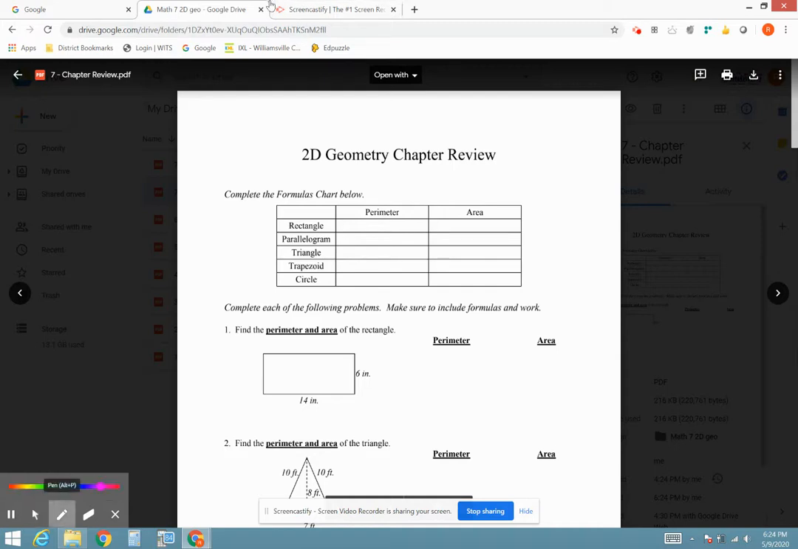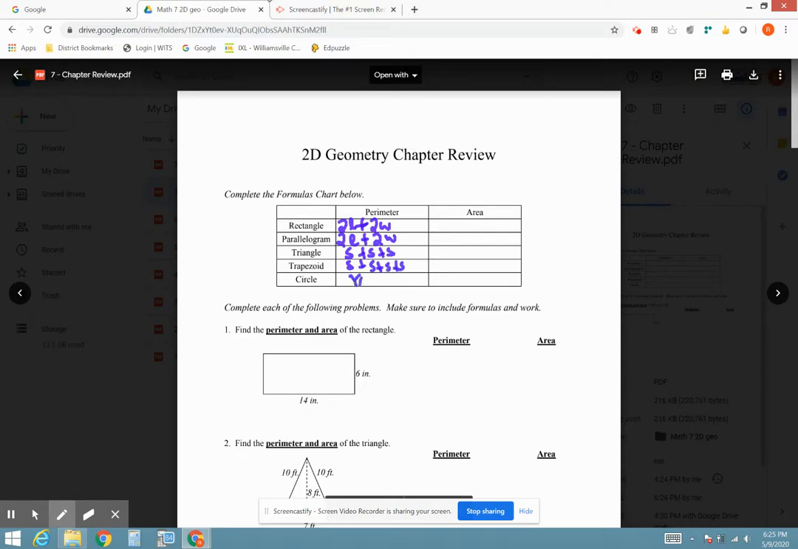I don't think I can fit my formulas in here, so hopefully you have a sheet where you wrote down all the formulas like I asked you to. So I'm going to try my best to fit them in here. Perimeter of a rectangle is 2L plus 2W. Parallelogram, same thing, 2L plus 2W. Triangle, side plus side plus side. Trapezoid, add up all four sides.